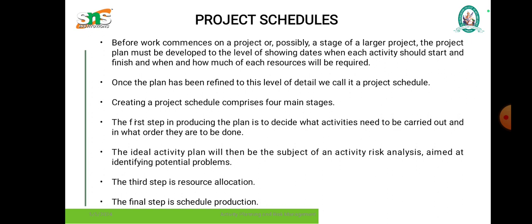Then creating a project schedule comprises four main stages. The first step is producing a plan, which is to decide what activities need to be carried out and in what order they are to be done. The second is that the activity plan will then be the subject of an activity risk analysis, which is aimed at identifying potential problems.